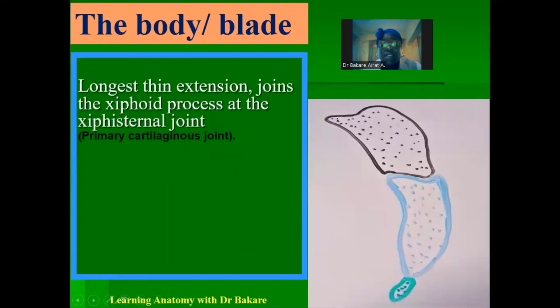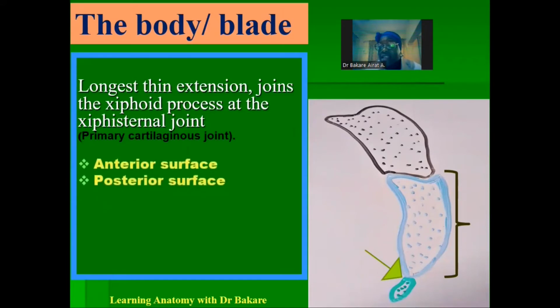Going further, let's look at the body or the blade of the sternum. This is the region highlighted in blue, and this is the body of the sternum. It is the region that is located inferior to the manubrium. It is the longest thin extension that tends to join inferiorly with the xiphoid process at the xiphisternal joint. And this is the xiphisternal joint where the body connects with the xiphoid process. This joint is a primary cartilaginous joint.